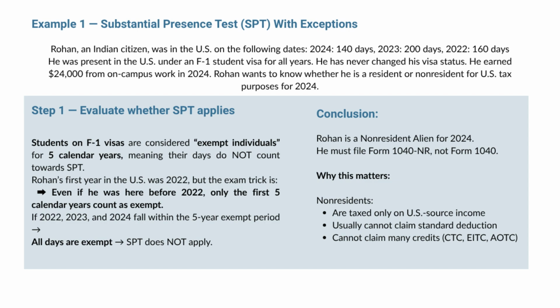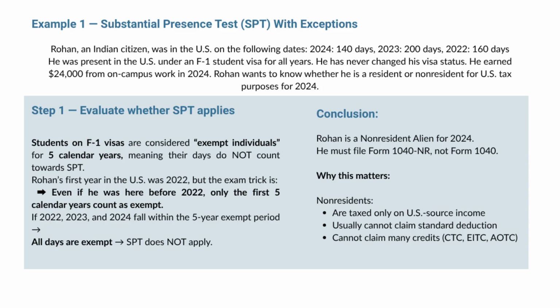Step 1. Evaluate whether SPT applies. Students on F1 visas are considered exempt individuals for 5 calendar years, meaning their days do not count towards SPT. Rohan's first year in the US was 2022, but the exam trick is, even if he was here before 2022, only the first 5 calendar years count as exempt. If 2022, 2023, and 2024 fall within the 5-year exempt period, all days are exempt. SPT does not apply.